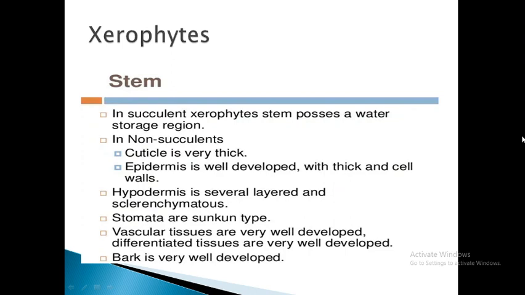Now, again we discuss xerophyte stems. In succulent xerophytes, the stem possesses a water storage region. In non-succulents, the cuticle is very thick, and the epidermis is well developed with thickened cell walls. Hypodermis is several-layered and sclerenchymatous. Stomata are of the sunken type. Vascular tissues are very well developed. Differentiated tissues are well developed. Bark is very well developed.